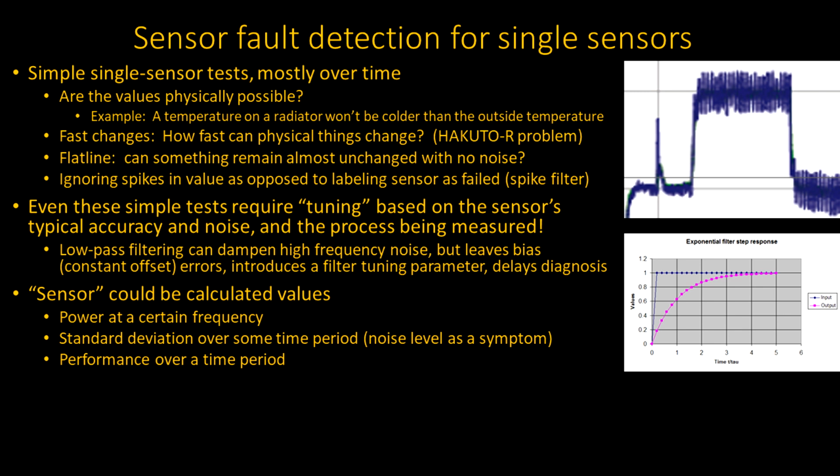So in general, you might look at performance over a time period. You look at efficiency, and even in your house, you look at things like efficiency of your air conditioner, and you decide if it's really dropped off over time. Well, maybe there's a problem. So all of these things are things you can do with a single sensor. Looking at the values, looking at rapid changes or flat lines, looking at spikes, looking at noise.